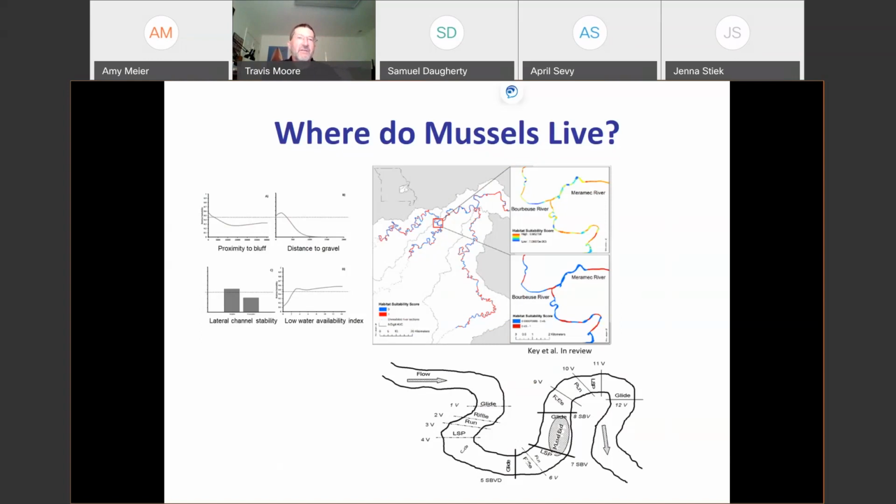And so what they discovered is there were 4 specific parameters that tended to relate with mussels. One was proximity to a bluff, if that habitat was nearby. Distance to permanent gravel, stable gravel. If the stream channel was laterally stable. And then, was there access to water during low water periods? Again, mussels got to have water to survive. And so when we have those drought periods, we need some permanent water for them to be in.